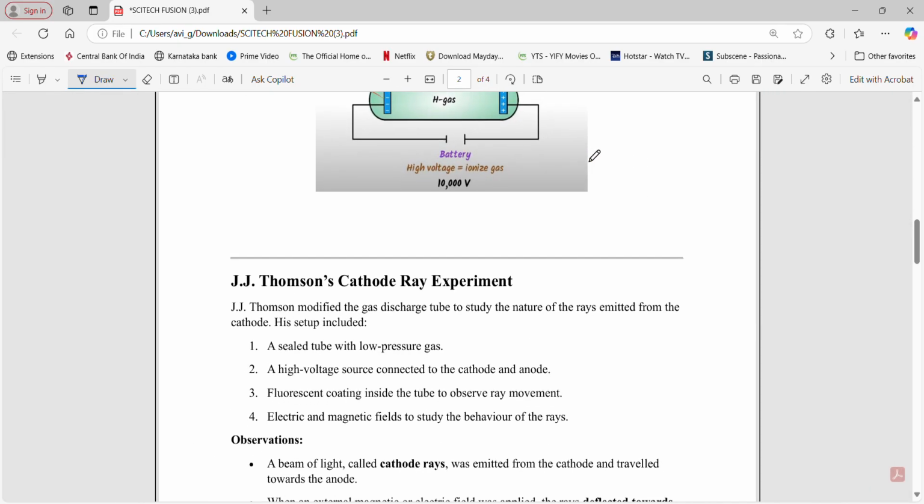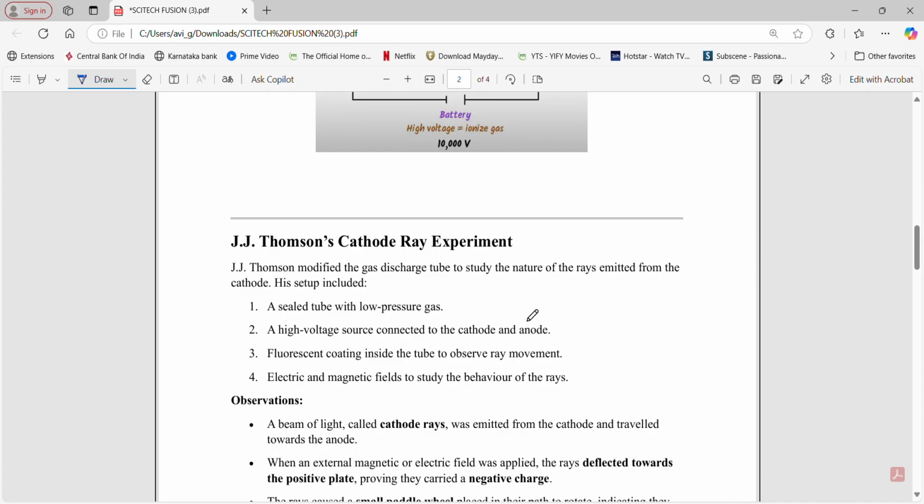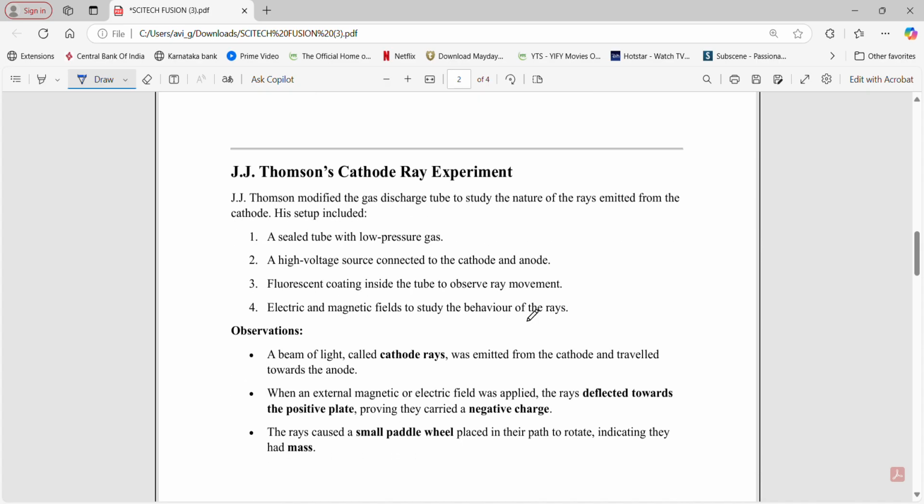So, what exactly is J. J. Thomson's cathode ray experiment? J. J. Thomson modified the gas discharge tube to study the nature of the rays emitted from the cathode. His setup included a sealed tube with a low pressure gas, and a high voltage power source of 10,000 volts connected to the cathode, the negative terminal, and the anode, the positive terminal.